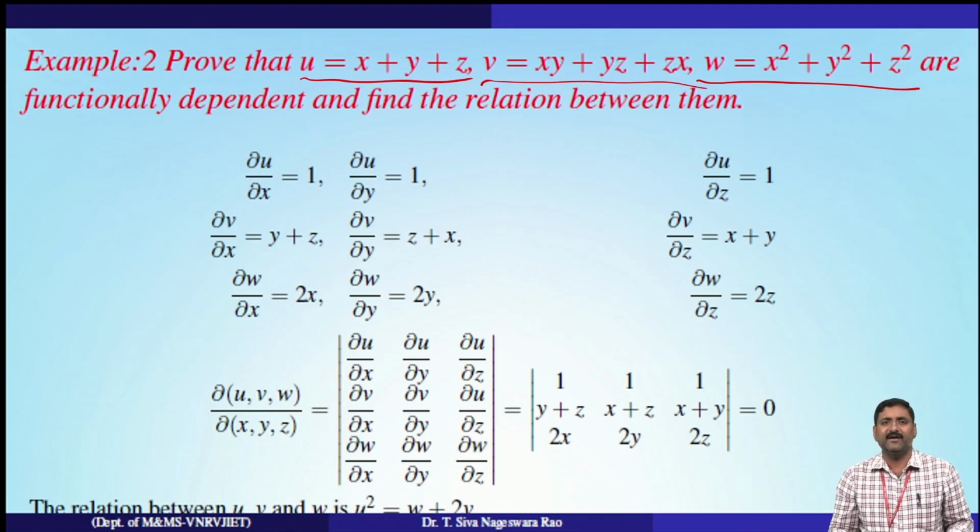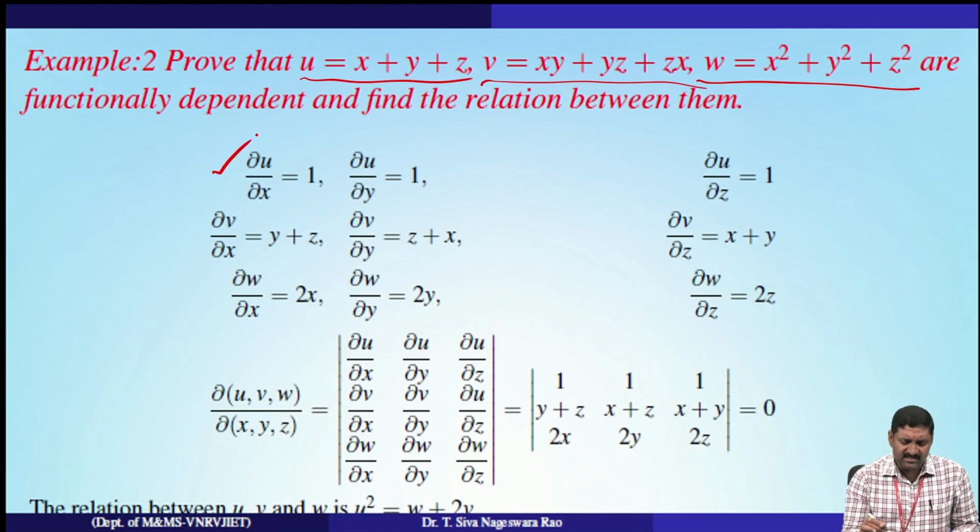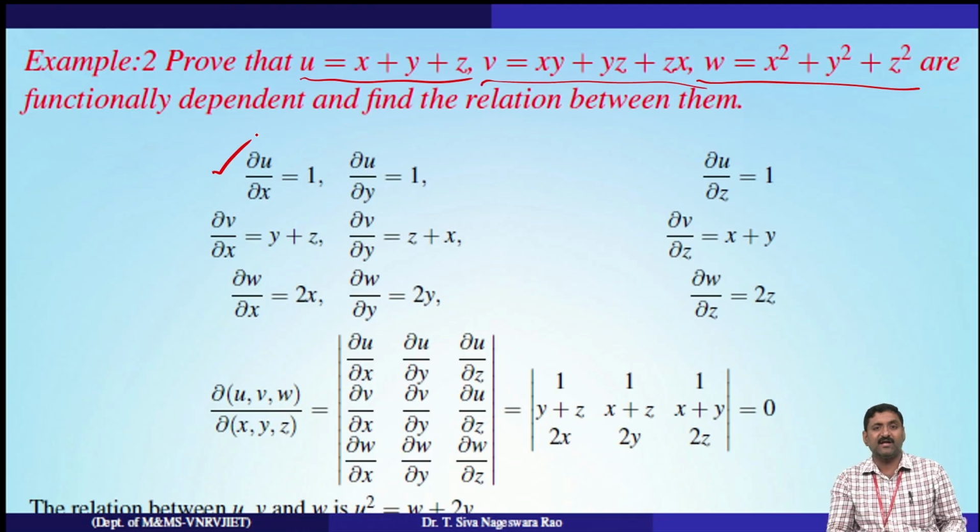First of all, we will find all possible first order partial derivatives with respect to x comma y comma z. From u, the partial derivative of u with respect to x is 1. The partial derivative of u with respect to y is 1. And its partial derivative with respect to z is 1.